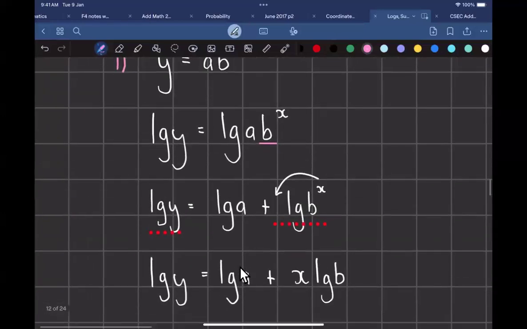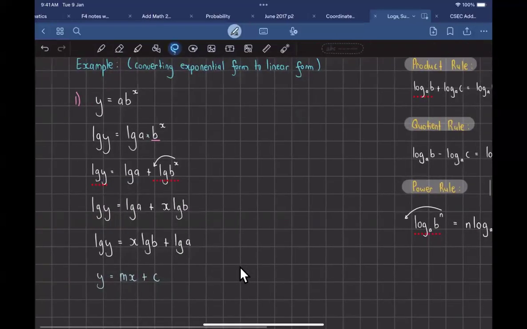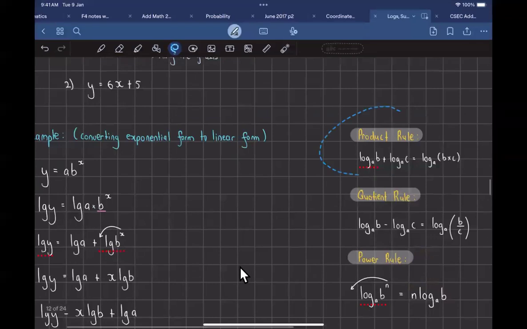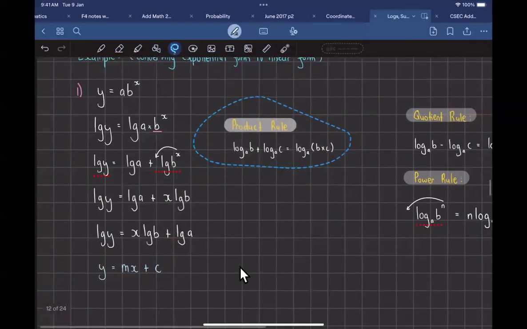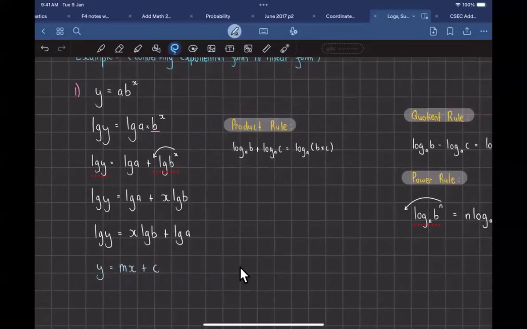So that's why I have to split it up using the product rule. I do the opposite of the product rule. You have a by b, so I could write that here for you. You have a multiplied by b to the power x. So I'll split that up using the product rule. So I have the product rule coming in handy here.